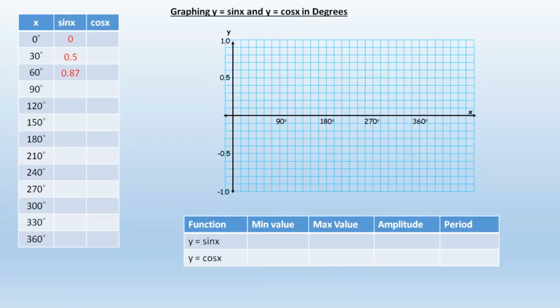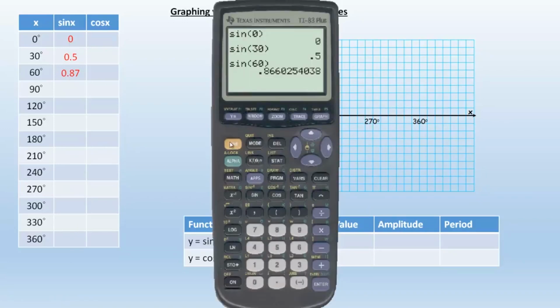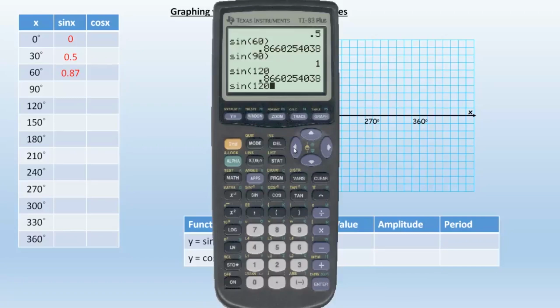Bring the calculator back. Then we want to do 90, so I'm just going to edit this and put 90. The sine of 90 is 1. Then we want to go to 120. If I don't close the bracket, the calculator will still evaluate that properly because it's programmed that way, but I'm just trying to show proper mathematical form, which is why I'm closing my brackets. So sine of 90 is 1, 120 is 0.866, and 150 is 0.5.